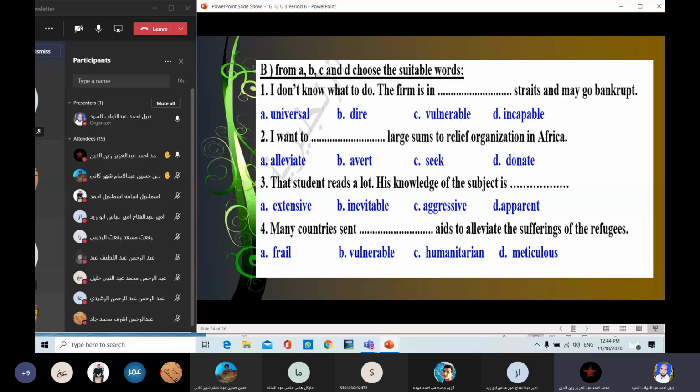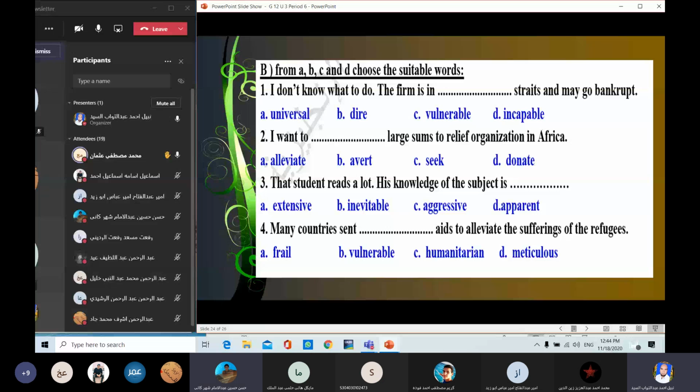Let's see. Mohamed Mostafa: Vulnerable, teacher. What does vulnerable mean? In dire, the firm is in dire, urgent straits and may go bankrupt. Dire. Okay, thank you. Number 2, Hassan Hussein.